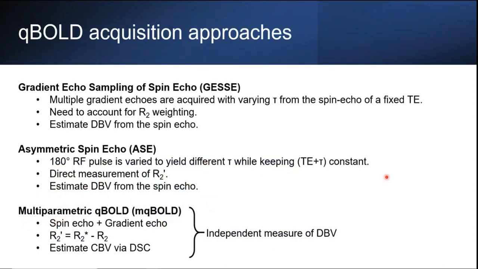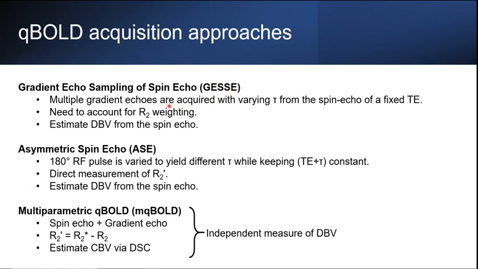So there are multiple ways in which we might choose to acquire data for doing quantitative BOLD. In that paper by Yablonskiy and colleagues, they used a gradient echo sampling of spin echo, or GESSE, technique. And this is very efficient, and you get very many closely spaced tau values for your R2 prime weighted data.